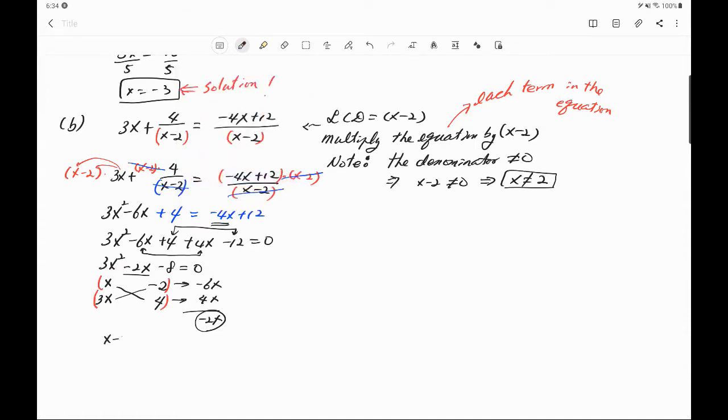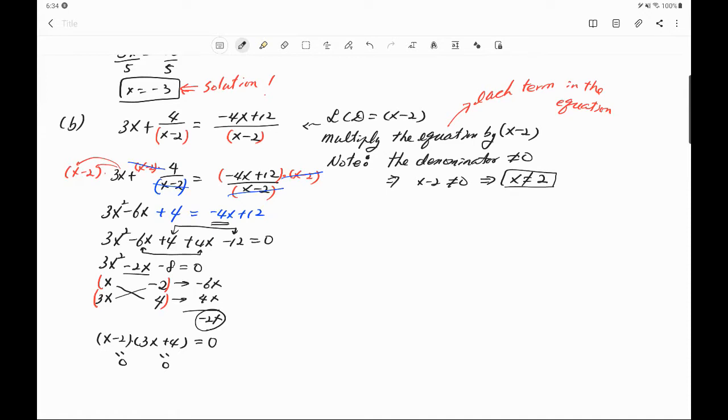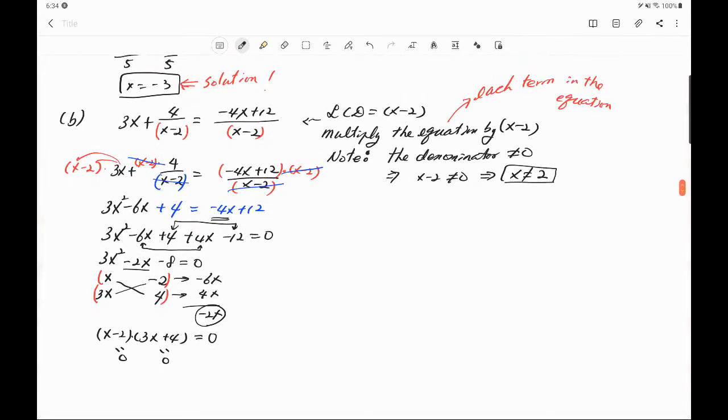Okay, so (x - 2)(3x + 4) = 0. From this equation, the left-hand side is already a product, right? So set each factor equal to 0 so that we can find x. So x = 2. And from the second binomial factor, 3x + 4 = 0, then 3x = -4, right? So x = -4/3.